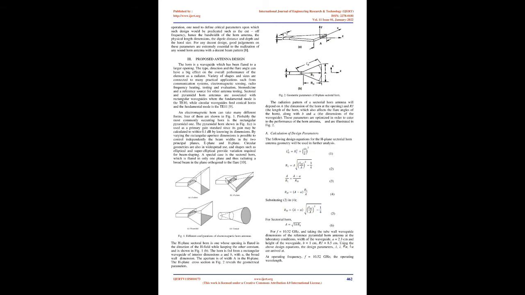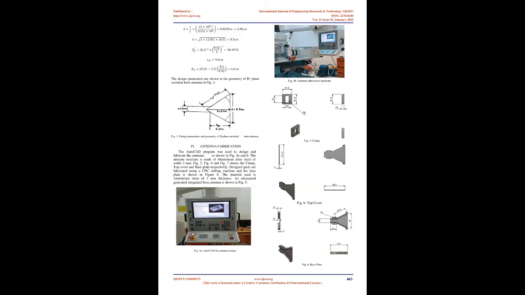Proposed antenna design. The horn is a waveguide which has been flared to a larger opening. The type, direction, and the flare angle can have a big effect on the overall performance of the element as a radiator. A variety of shapes and sizes are connected to many practical applications, such as communication systems, electromagnetic sensing, radio frequency heating, testing and evaluation, biomedicine, and a reference source for other antenna testing.